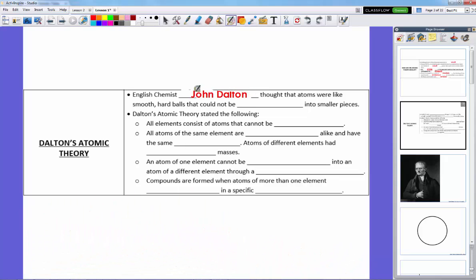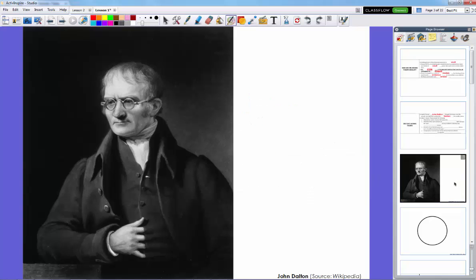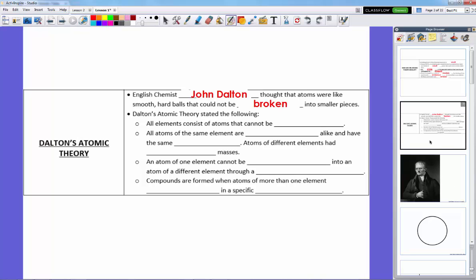John Dalton thought that atoms were like smooth, hard balls that could not be broken into smaller pieces. Here's John Dalton. He's an English chemist, in many ways considered one of the fathers of chemistry. He created the first atomic theory that stated the following. Some of this, as we'll find out, got completely overwritten over time, but some parts of it we still believe today because it's been confirmed through evidence.